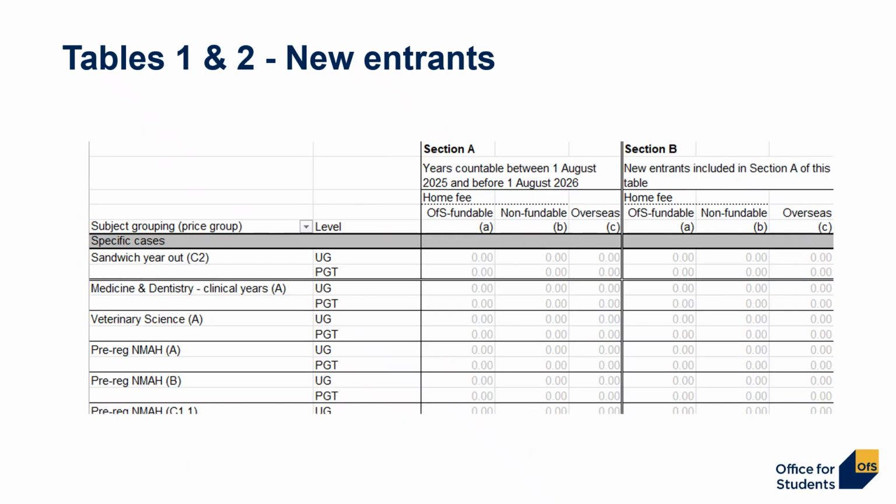And here we've reinstated section B for new entrants. This is to show that the same structure is replicated here and indeed on other tables in the workbook. Again, we'll discuss the definition for new entrants later.